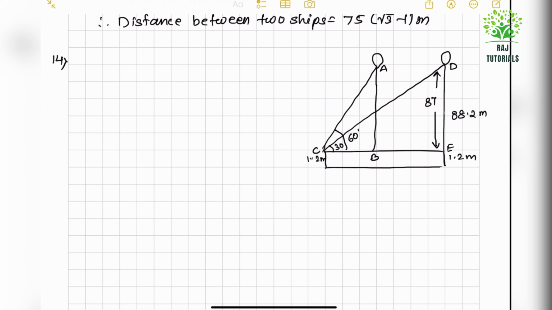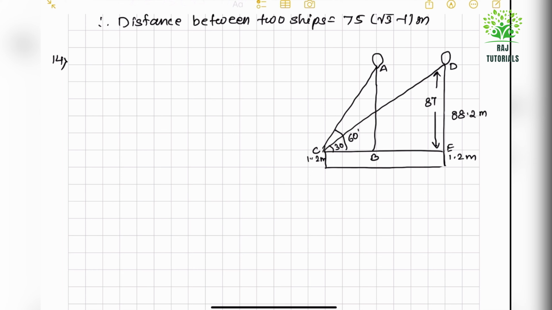Next it says, a 1.2 meter tall girl spots a balloon moving with the wind in a horizontal line at a height of 88.2 meter from the ground. The angle of elevation of the balloon from the eyes of the girl at an instant is 60 degree. After some time, the angle of elevation reduces to 30 degree. Find the distance traveled by the balloon during the interval.